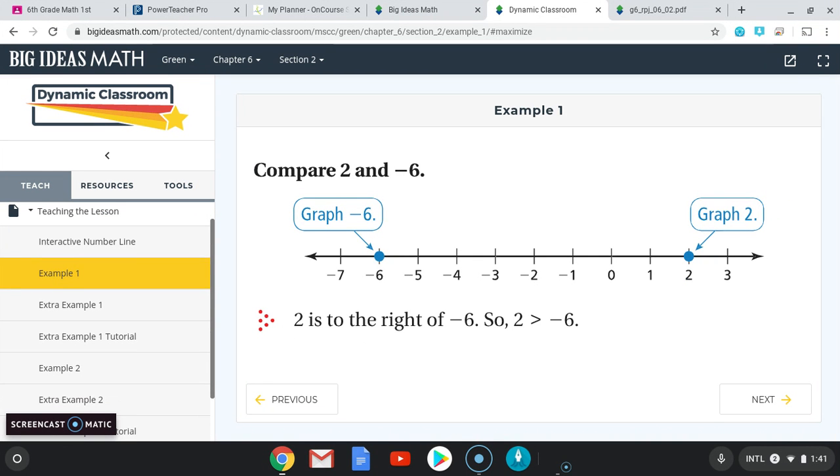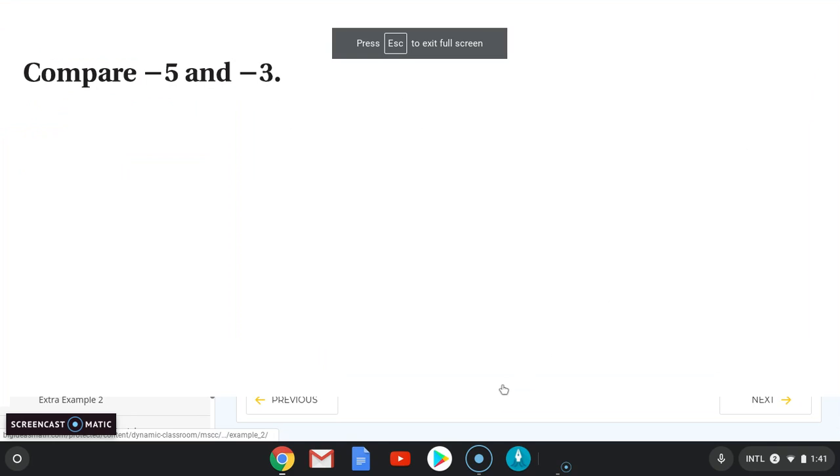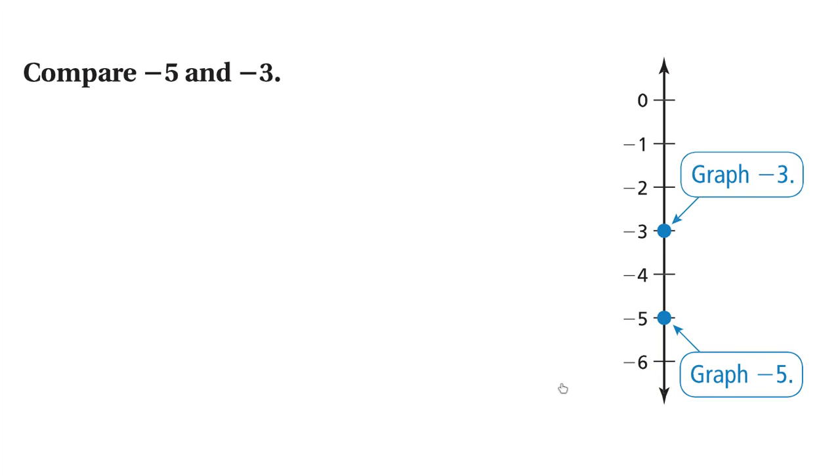All right, let me bring up another example for you. Now here we're comparing two negative numbers, negative 5 and negative 3. We're going to draw this on a number line. In this case, they used a vertical number line. So when you use a vertical number line, the negatives go downward and the numbers lower on the number line are smaller than the numbers higher on the number line. Kind of looks like a thermometer.